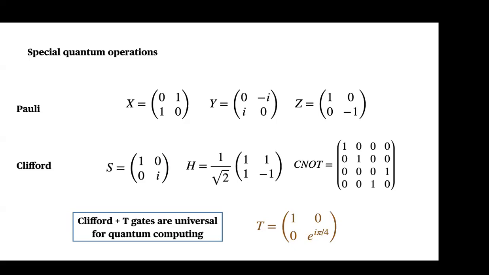Something we need to know is that Paulis are also generated by Clifford. For example, S squared is just Z, and as practice you can generate X and Y from combinations of H and S.